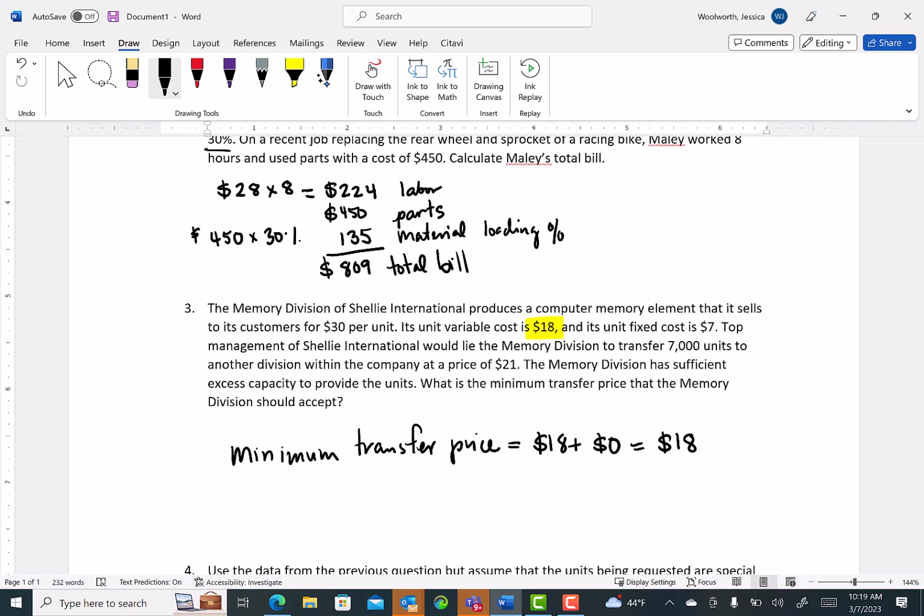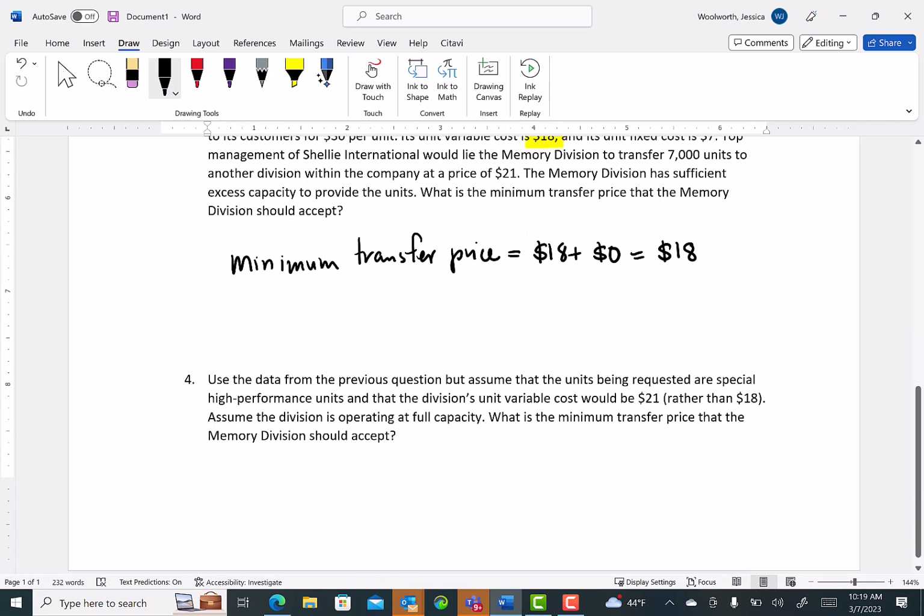Now let's look at what the minimum transfer price should be for a special order. So now we're using the data from the previous question, but we're going to assume the units being requested are special high performance units, and the division's unit variable cost would be $21 rather than $18. And our division is operating at full capacity, so we would have to stop making something in order to do this. What is the minimum transfer price that the memory division should accept?